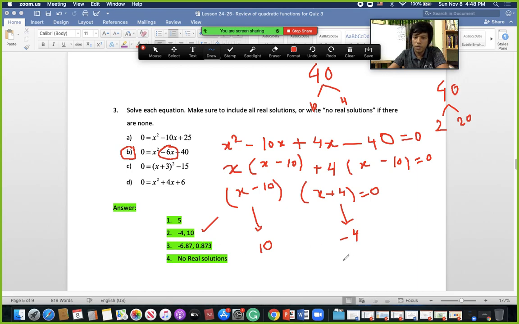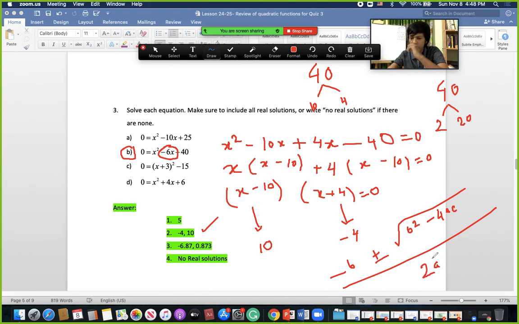And for C number, you have to use that formula, minus b plus minus square root of b square minus 4ac divided by twice a. That formula we have to use. Let me write the a, b, c values so that you can solve it very easily.